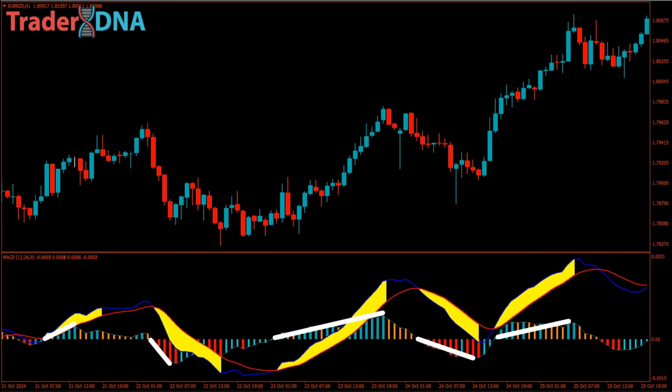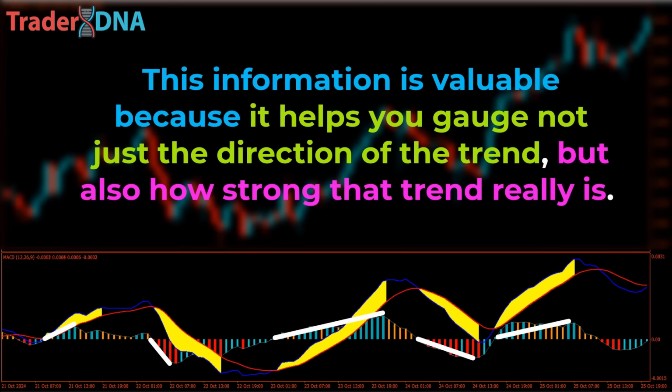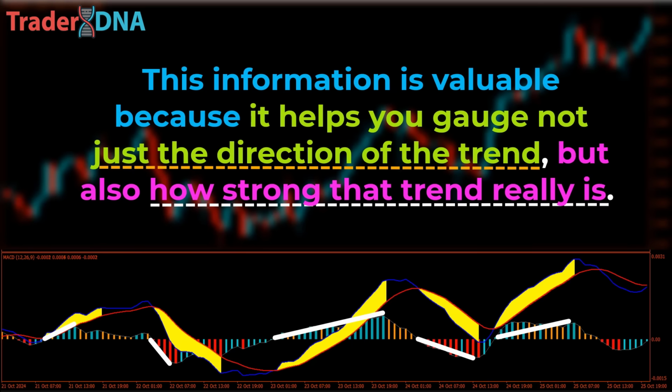Essentially, the size of the histogram bars gives us a clear indication of the market's strength. Larger bars suggest that momentum is building, while smaller bars indicate that the momentum might be fading. This information is valuable because it helps you gauge not just the direction of the trend, but also how strong that trend really is. Another key detail is the changing colors of the histogram bars.